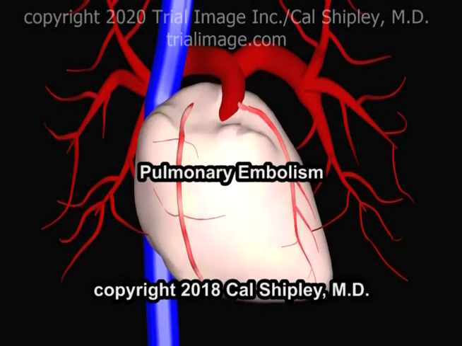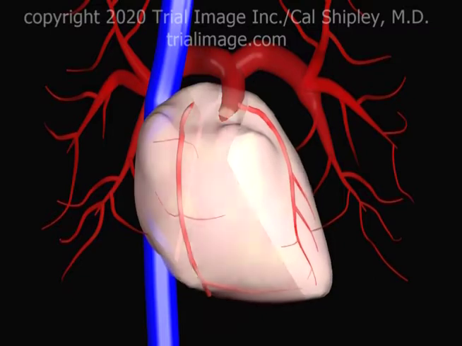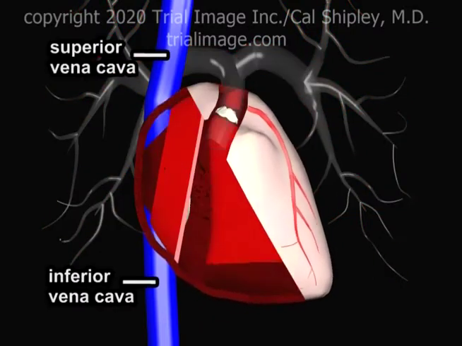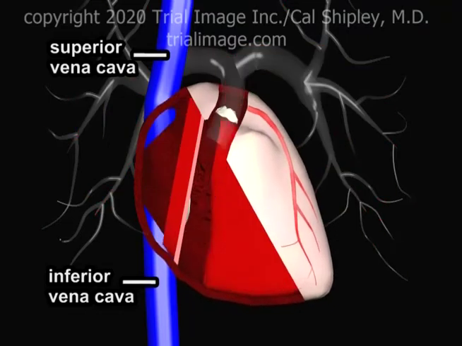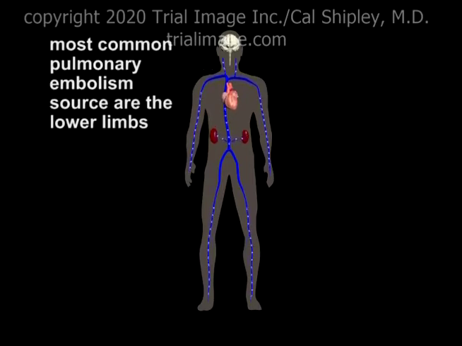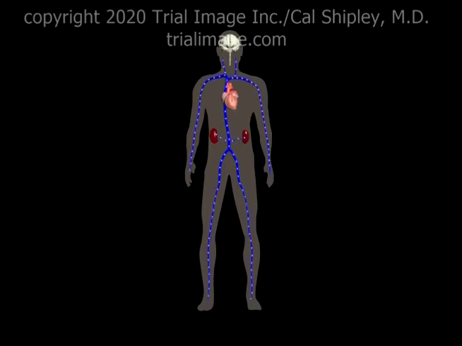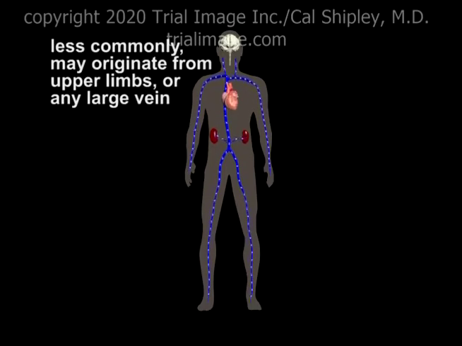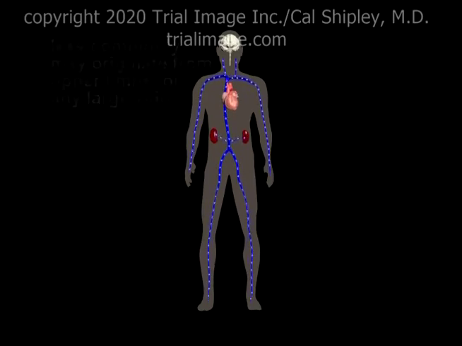Now we're ready to take a look at pulmonary embolism. As touched on in our review of physiology, all blood from the venous system returns to the heart via the superior or inferior vena cava. This, of course, includes the blood returning from the upper and lower limbs. Most pulmonary emboli originate as clots which have formed in the venous system of one of the lower limbs. Although rare, in theory, an embolism may originate from any large vein in the body.